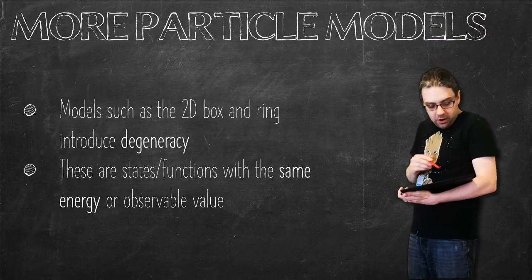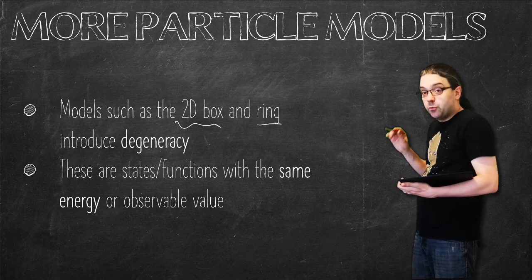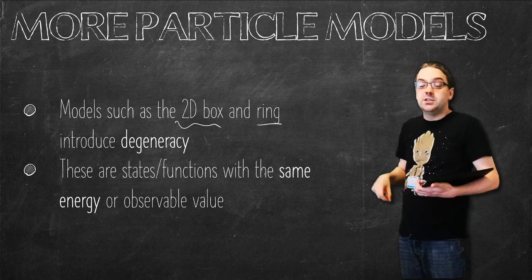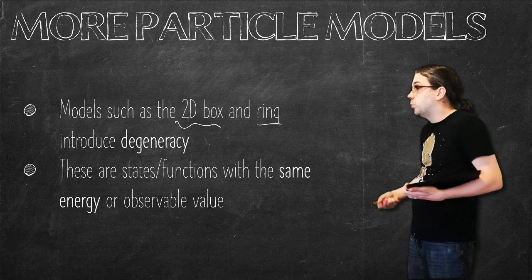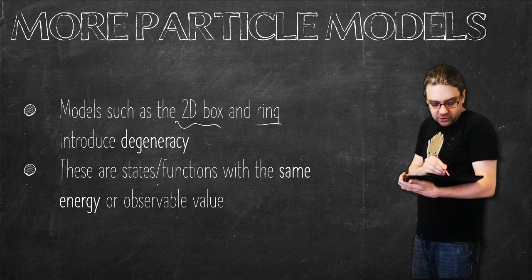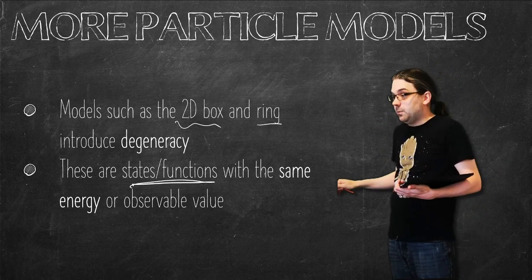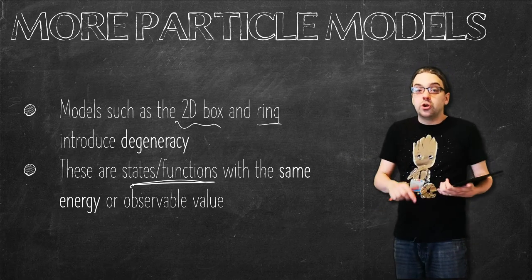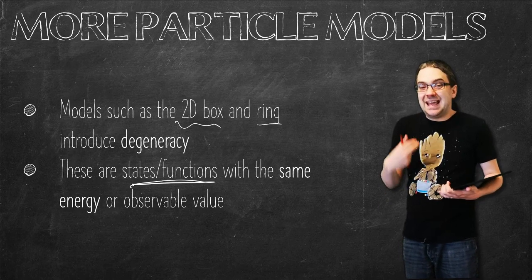Right, so we are introducing new models. These are the 2D box and the ring, because we get degeneracy from them. In the box, we can rotate things by 90 degrees and we get degenerate states. In the ring, we can go clockwise or we can go anti-clockwise. They'd be degenerate states. And these are states or functions that have the same energy or observable value. So that brings us to the end of these models. Next, we're going to cover a slightly more complicated one because we're finally going to bring in potential energy again.